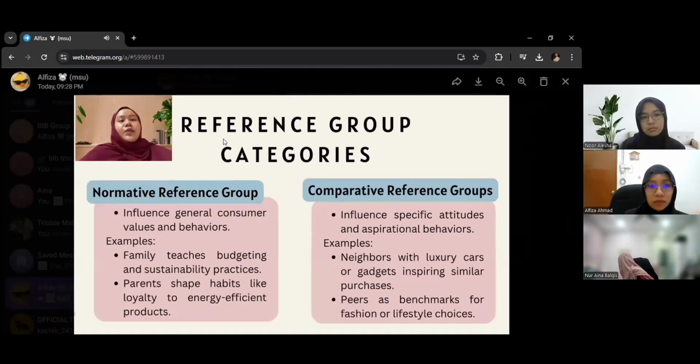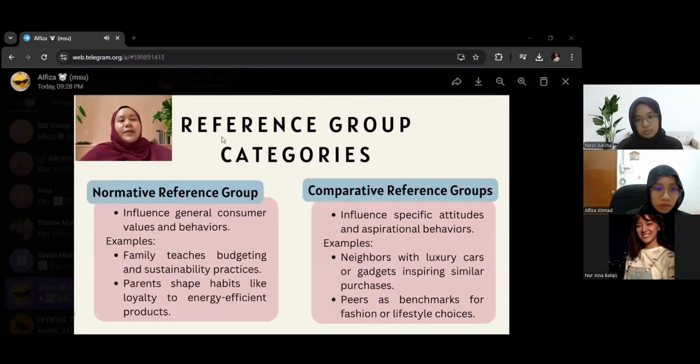Reference groups are divided into two key categories: normative reference groups and comparative reference groups. First, normative reference groups are those that influence an individual's foundational values and general behaviors. Family is one of the most significant normative groups. For example, parents often teach their children core values like budgeting, choosing sustainable products, or being loyal to certain brands. These lessons shape long-term habits such as preferring energy efficient appliances or valuing organic food products.